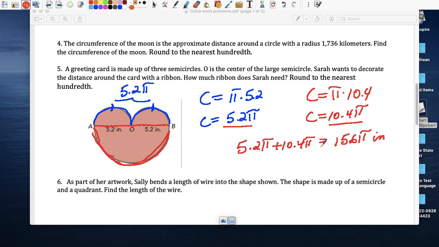We can leave the answer in terms of pi, inches, or you multiply it out: 15.6 times pi, enter. We get 49.01 rounded inches, approximately.